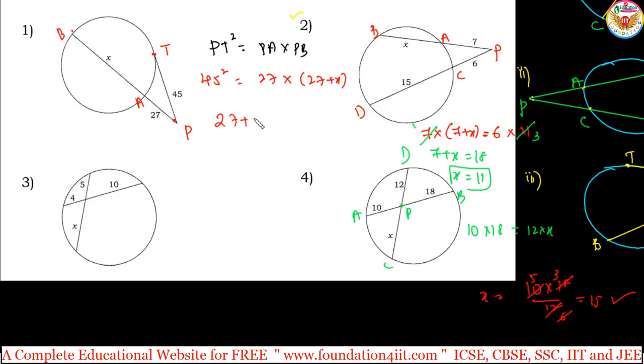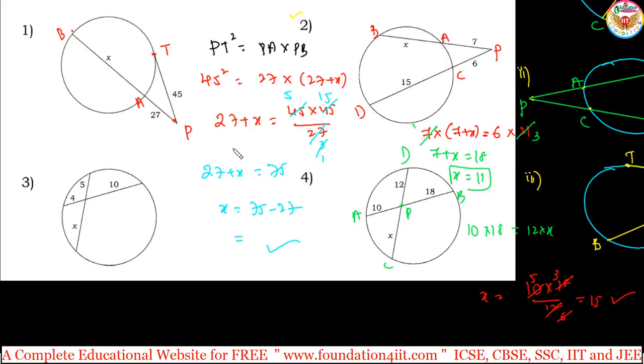So 27 plus x is equal to 45 into 45 by 27. Take this side, you can go for cancelling. 9 fives are 45, 9 threes are 27, right? Again 3 times 15. So 27 plus x is equal to 75. Then x is 75 minus 27. So you can subtract, right?